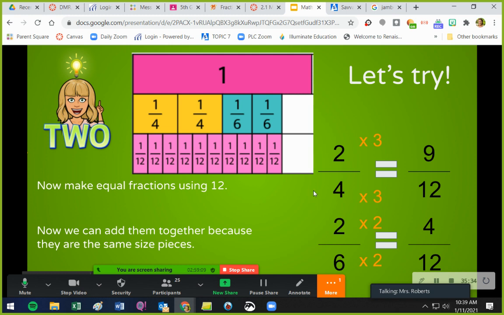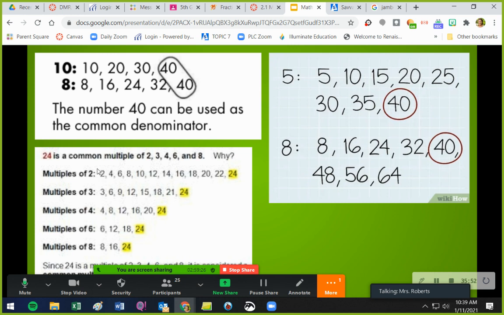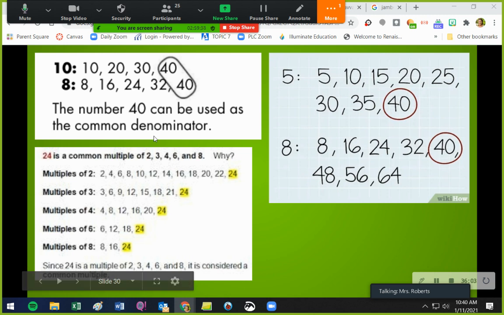Now can I add them together? Yes, because they are the same size pieces. These 6 plus these 4 equals 10 twelfths. And if you think about it, 10 twelfths is really close to being one whole. This was just so you could see listing out the multiples until you find the one that they have in common. And I thought this was really interesting: you could see that 2, 3, 4, 6, and 8 all share multiples. They all go into 24, which I thought was kind of interesting.